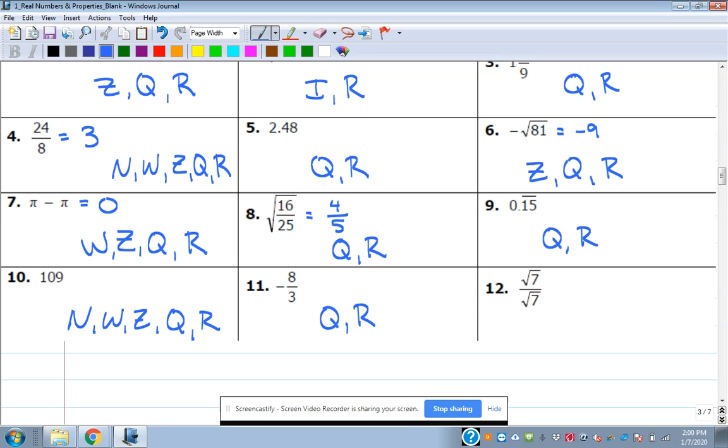Number 12. This one's slightly tricky, maybe. I don't know, maybe I'm overthinking it. What is that? It's 1. If you divide the same thing by itself, it's always going to be 1, right? So what's 1? It's a natural number, whole number, integer, rational, real. Good job.